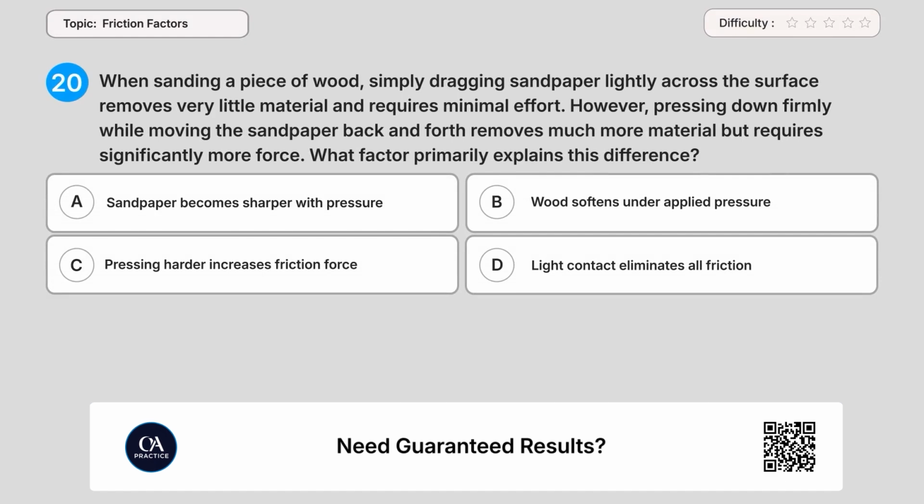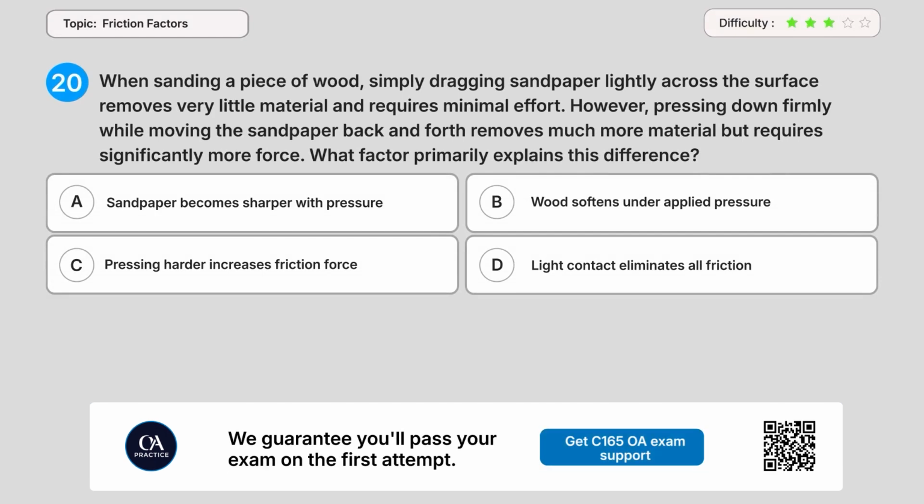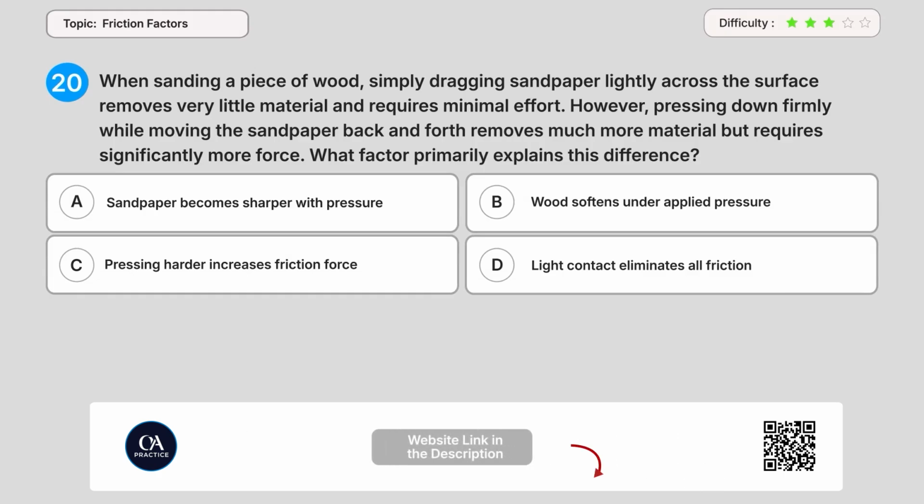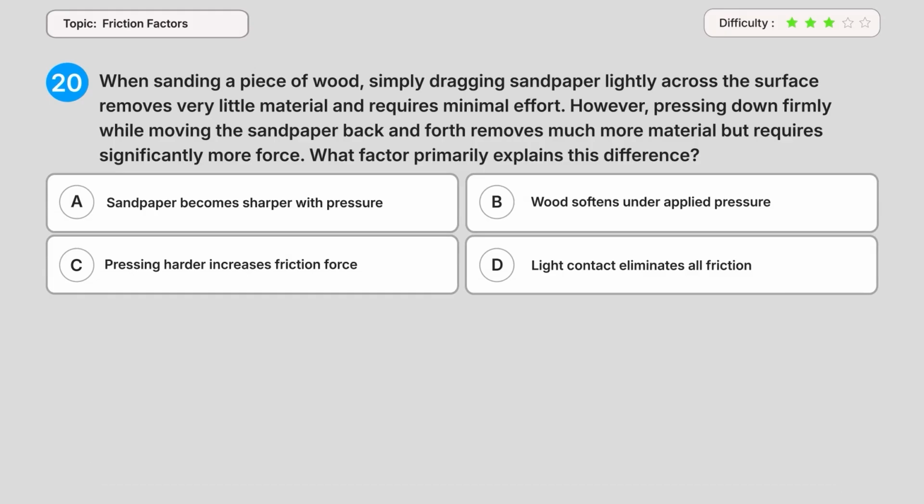20. When sanding a piece of wood, simply dragging sandpaper lightly across the surface removes very little material and requires minimal effort. However, pressing down firmly while moving the sandpaper back and forth removes much more material, but requires significantly more force. What factor primarily explains this difference?